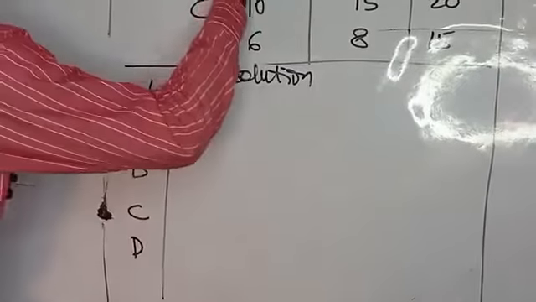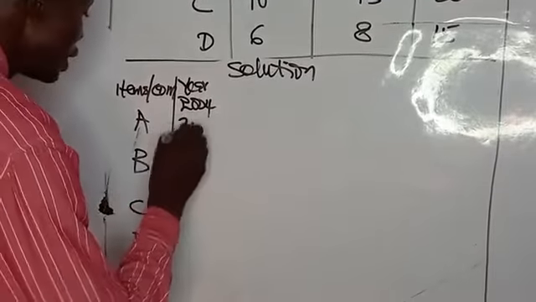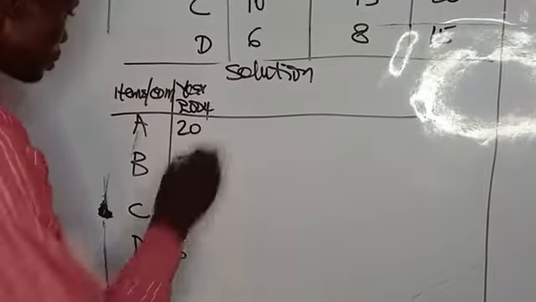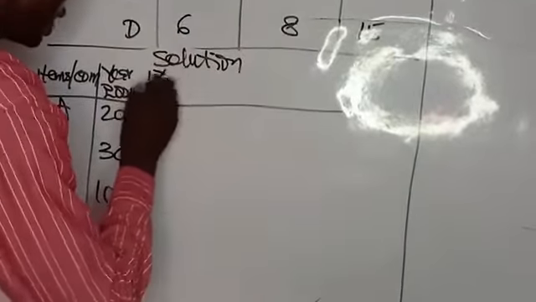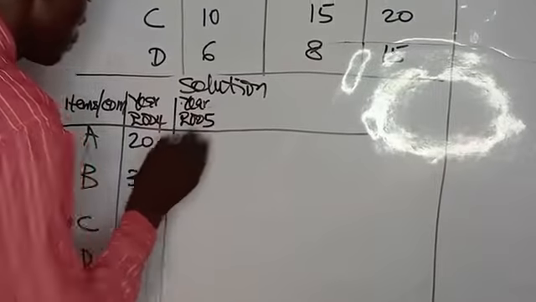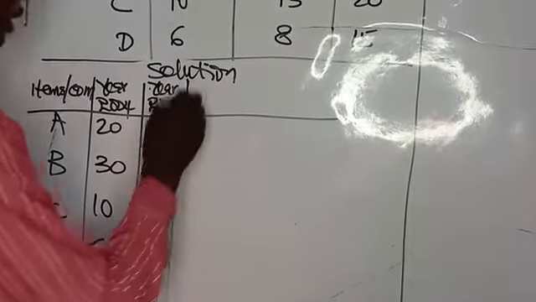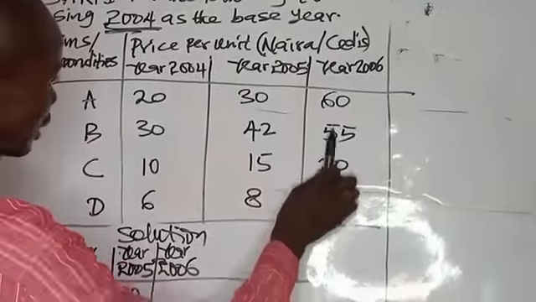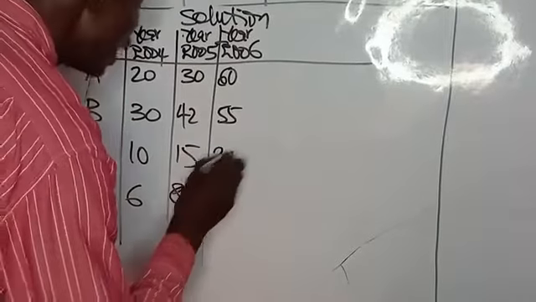So we have year 2004. The prices are 20, 30, 10, and 6. Then we also have year 2005. The prices we are given are 30, 42, 15, and 8. Then we also have year 2006. Year 2006, the prices are 60, 55, 20, and 15.